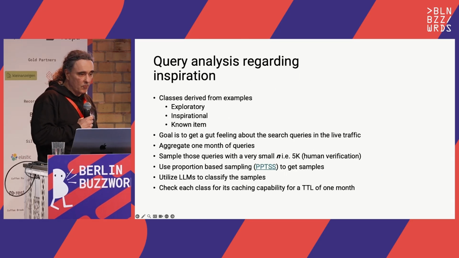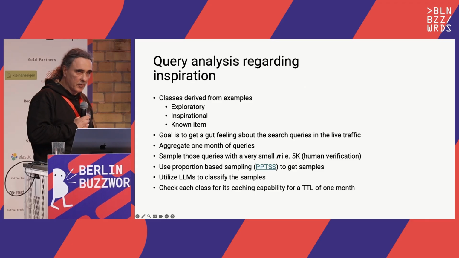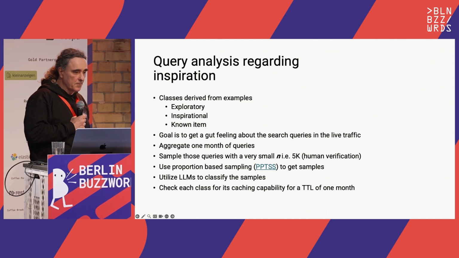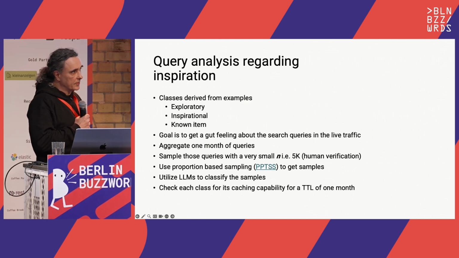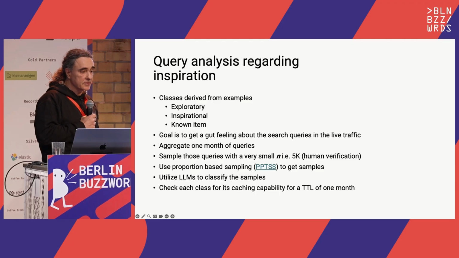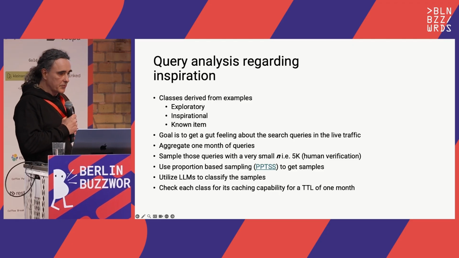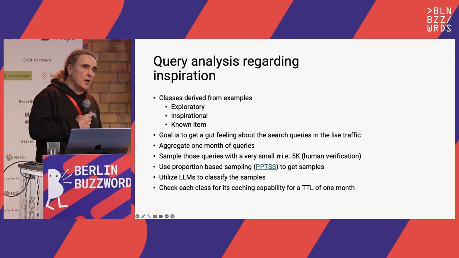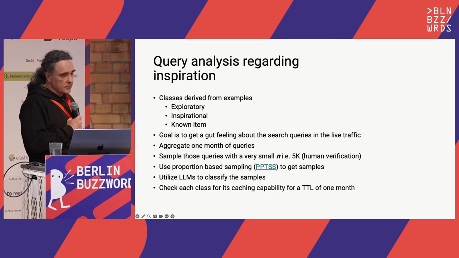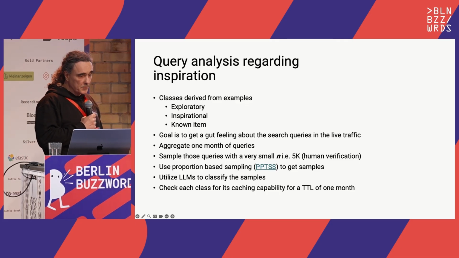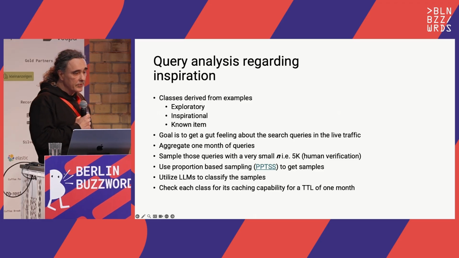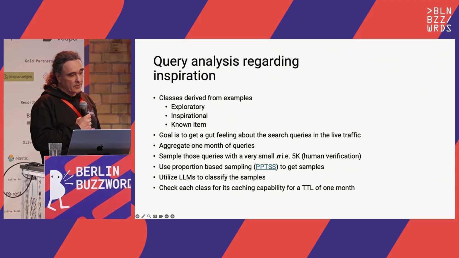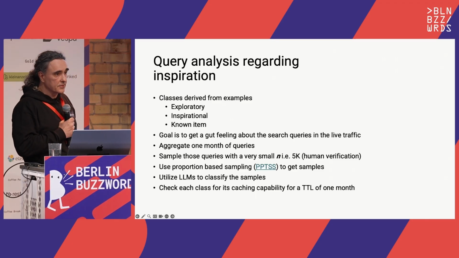As a first step, we wanted to get a gut feeling about how the search queries in our live traffic actually relate to the classes we derived from the POC tests. So we took these classes, exploratory, inspirational, and known item, and also added an unknown class and an ambiguous class. And then from a month of queries, we took a sample and labeled the sample with an LLM according to this class schema.